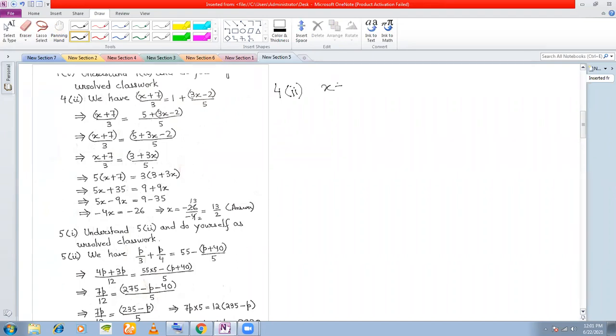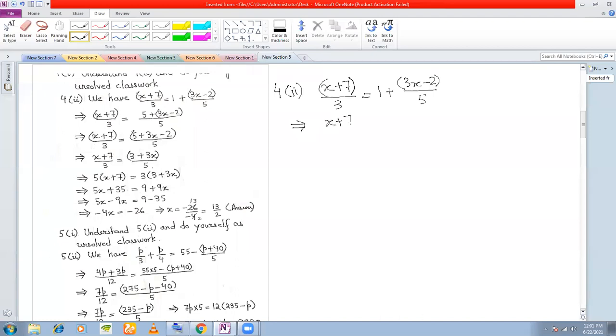The equation is (x + 7)/3 = 1 + (3x - 2)/5. Always a good habit, even if the brackets are not given in the question, put it within brackets. Right? Now, first step is to remove the fractions.